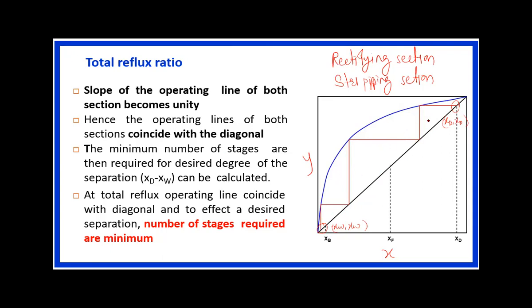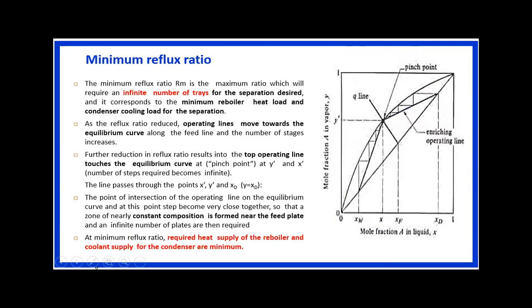Right? So if you observe, if we start from this point to this point, the gap between the equilibrium curve and the diagonal is more. That is why the number of theoretical stages is minimum. So in the total reflux condition, from the XY diagram and with the help of the McCabe-Thiele method, we conclude that the number of theoretical stages required is minimum. So let us discuss the second condition of reflux ratio, that is minimum reflux.